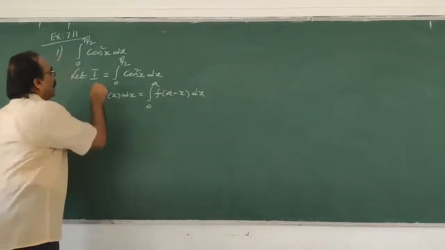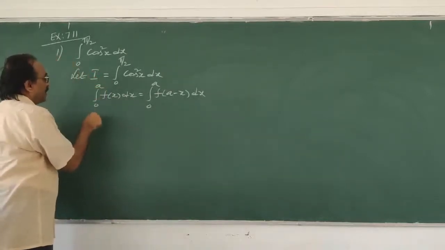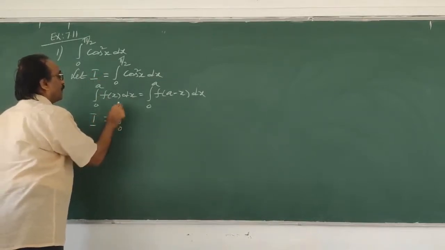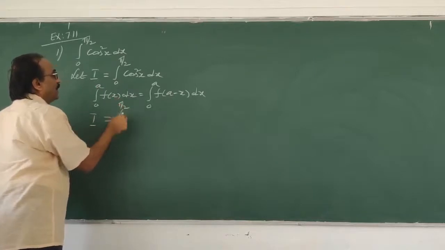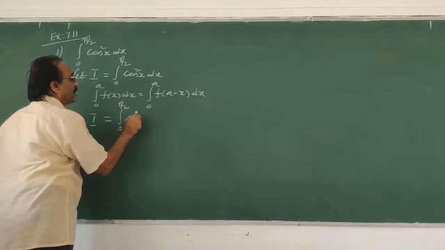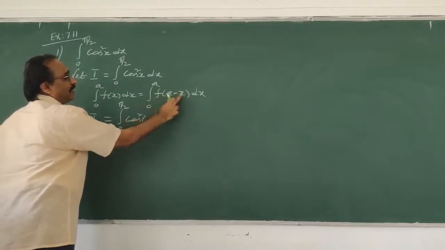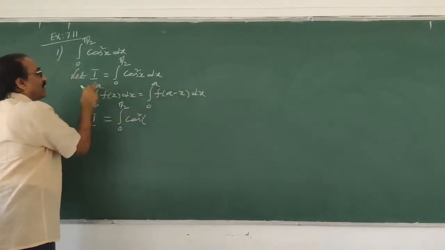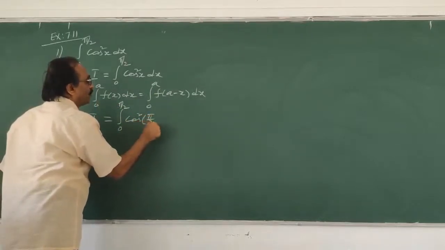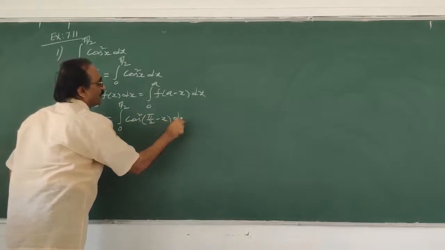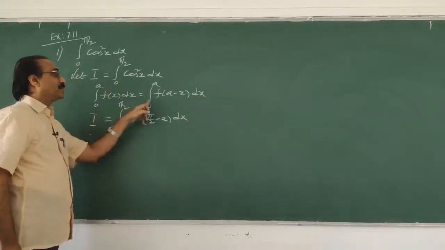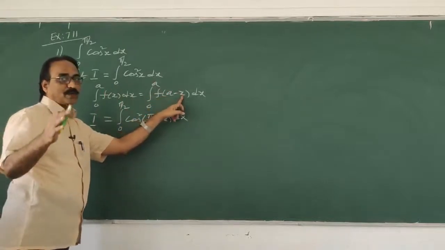So basing on that, I will write here: I is equal to integral 0 to pi by 2, f of x means cos square x, so you write cos square of (a minus x). In place of a, we have pi by 2, so we write pi by 2 minus x, dx. The property 0 to a f of x dx equals 0 to a f of a minus x dx we already learned.